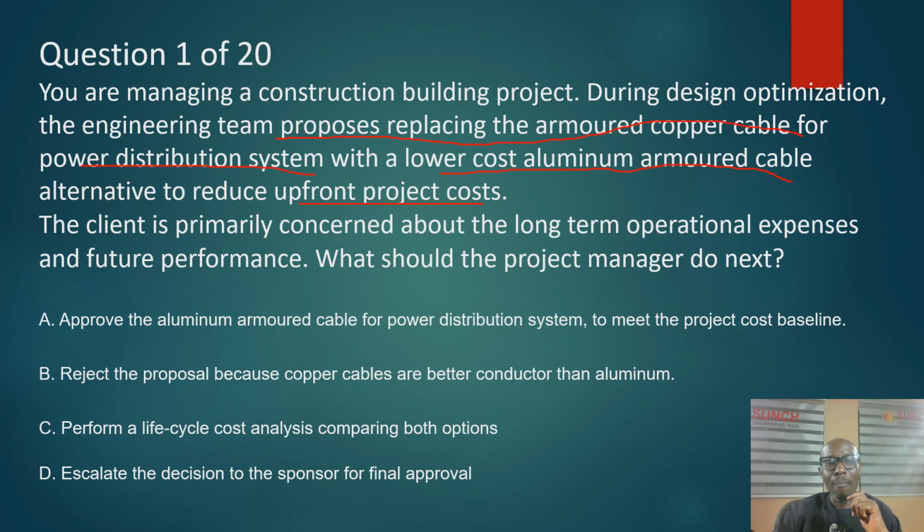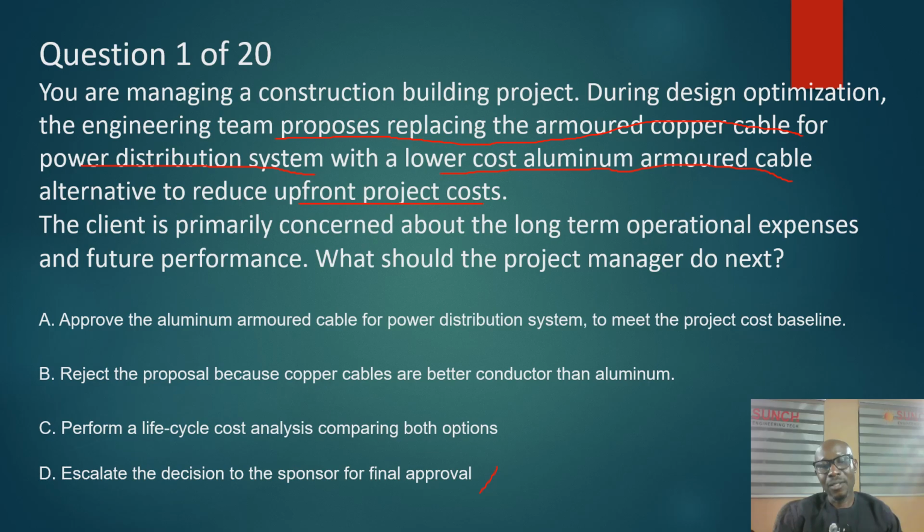A. Approve the aluminum armored cable for power distribution system to meet the project's cost baseline. B. Reject the proposal because copper cables are better conductor than aluminum. C. Perform a life cycle cost analysis comparing both options. D. Escalate the decision to the sponsor for final approval.